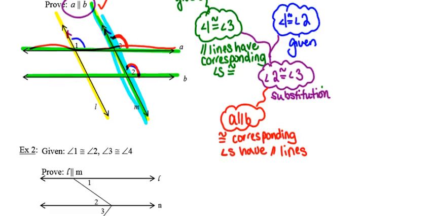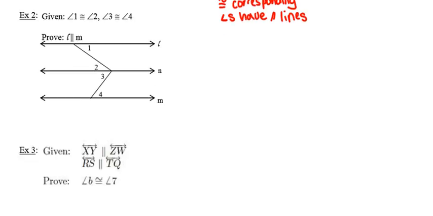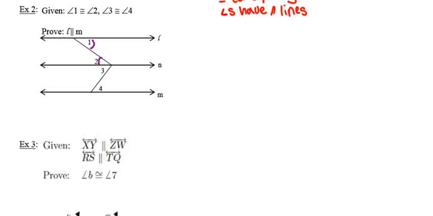All right, and moving on to the next one, in example 2, we're given that angles 1 and 2 are congruent, so I'm going to go ahead and mark my picture with that. And we're given that angles 3 and 4 are congruent.